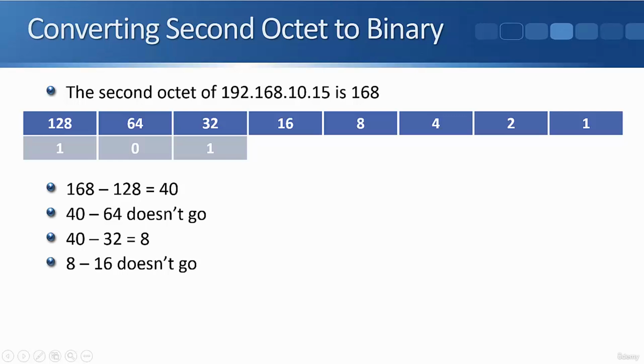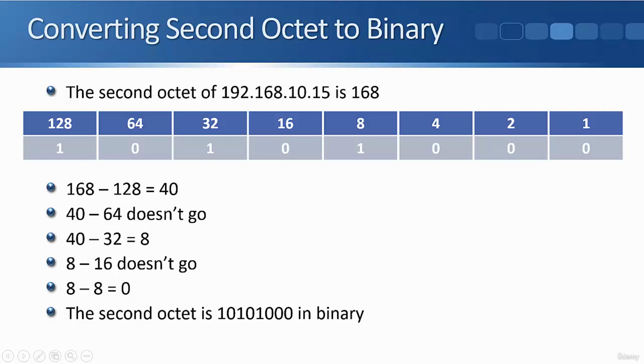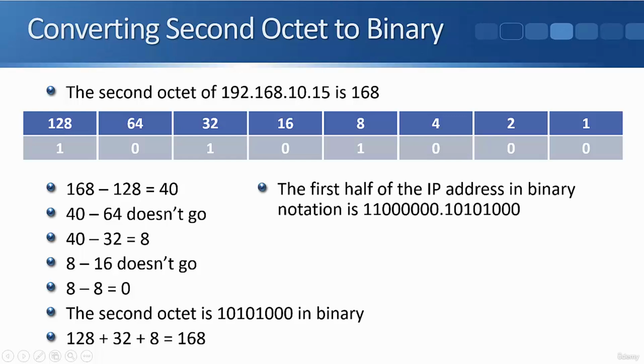16 does not go into 8, so we'll put a 0 in there. 8 does go into 8, so we put a 1 in, and 8 minus 8 gives us 0 left, so we can just fill in the rest of the columns with a 0. So 168 in binary is 10101000. And our final check, add the numbers together: 128 plus 32 plus 8 does equal 168. So we got that one right as well.